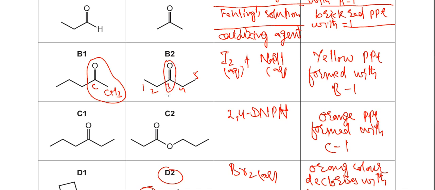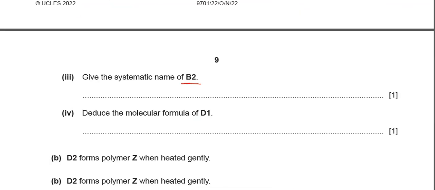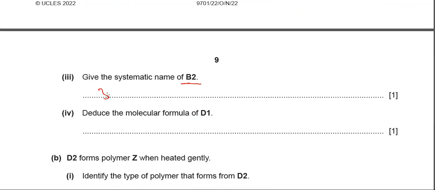So we can say it is pentan-3-one or 3-pentanone. Both are correct. Either I'm going to say it is 3-pentanone, or I can say pentan-3-one. 3 is the position of the carbonyl group and 'one' is the name of the carbonyl group in ketones. Then deduce the molecular formula of D1.